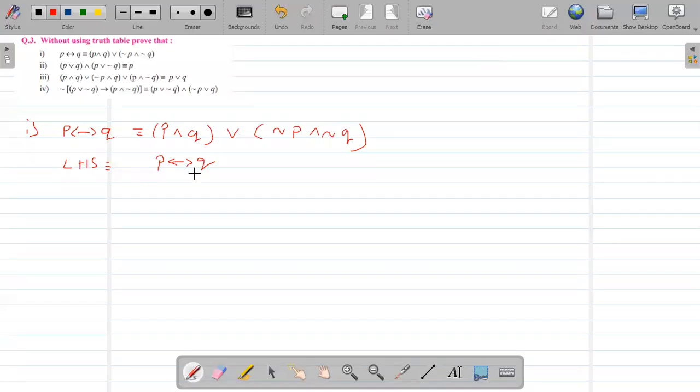Okay, it says P double implies Q. So it has one more meaning. It means that P implies Q, and Q implies P. Can I say this like this? Have you ever seen this part or ever came across this?